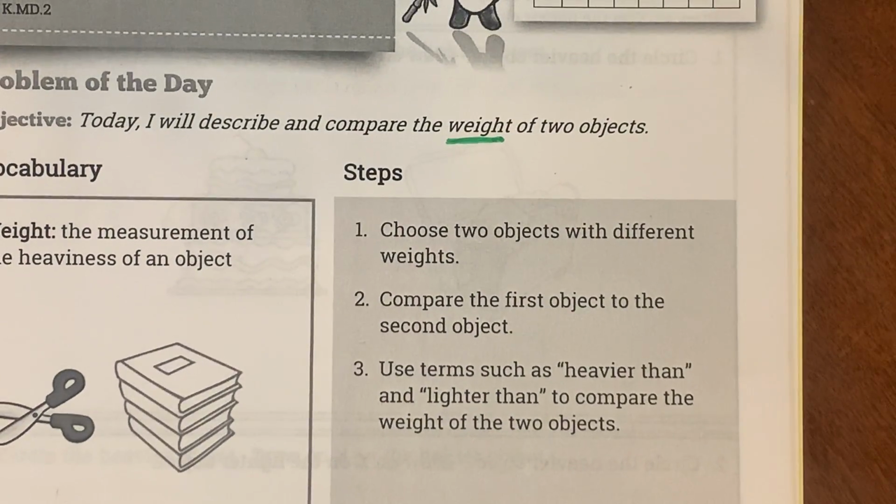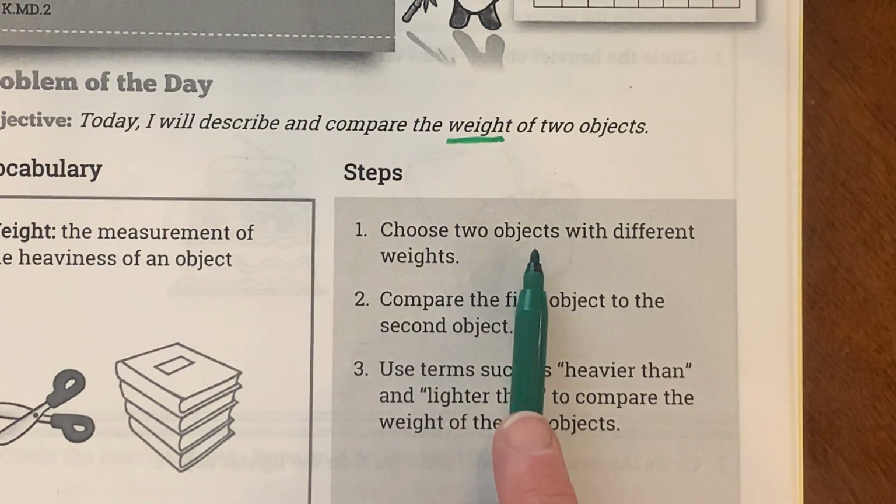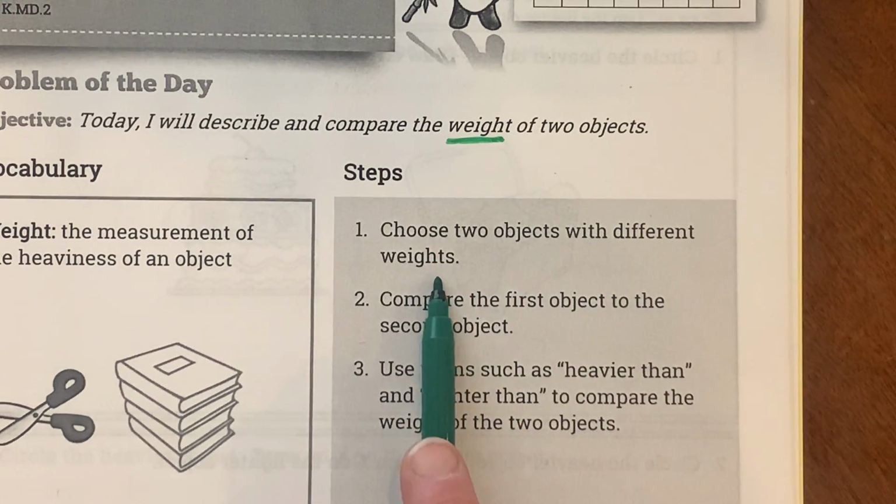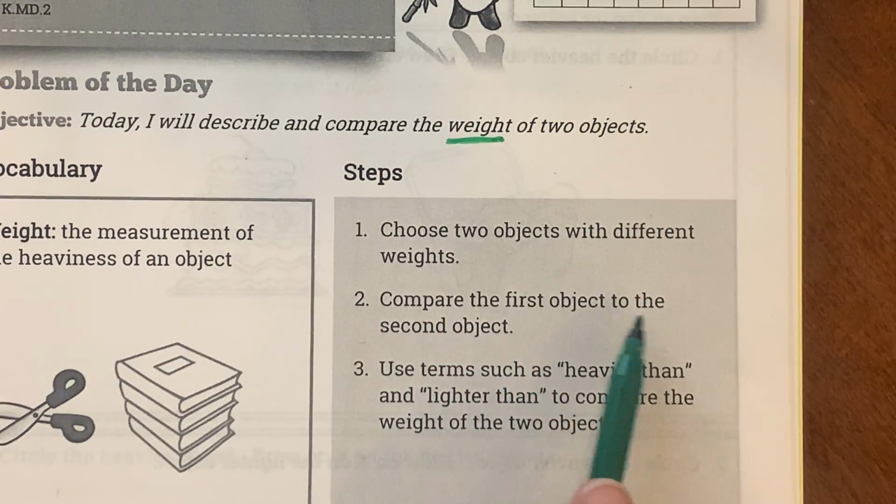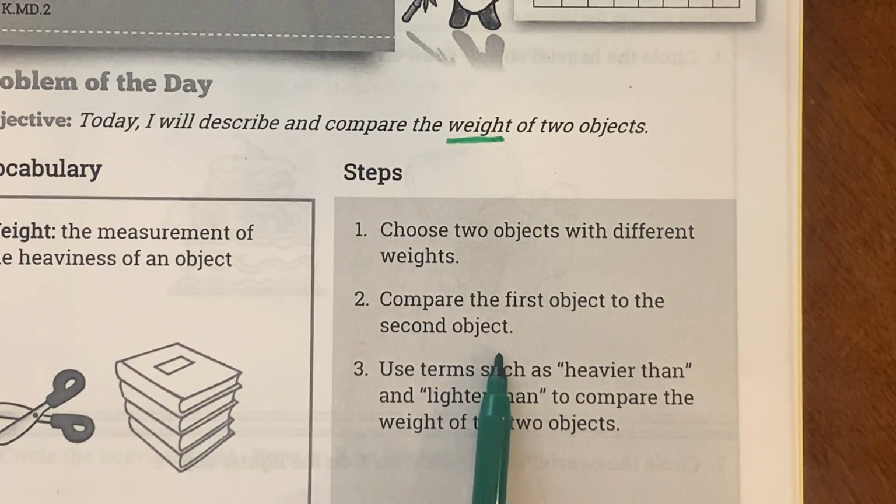Our steps today say we're going to choose two objects with different weights. We're going to compare the first object to the second object. And we're going to use terms such as heavier than or lighter than to compare the weight of two objects. Okay, friends, I'm going to show you my problems first.